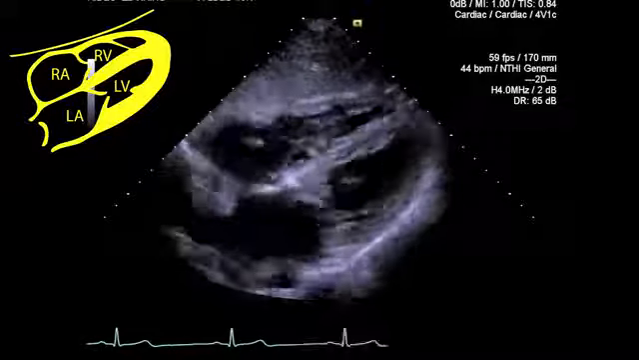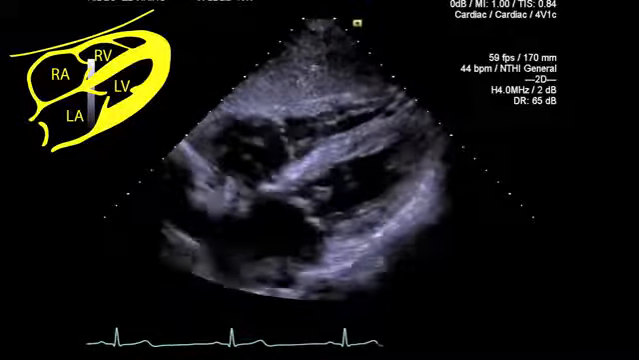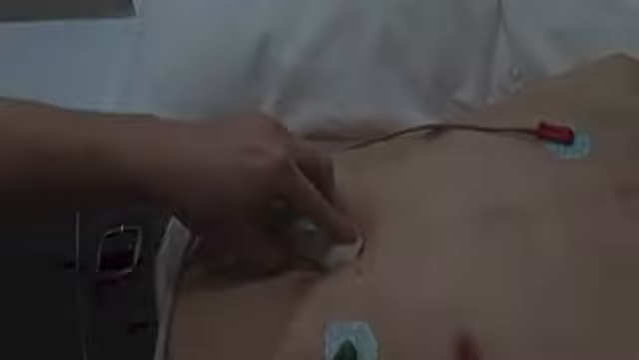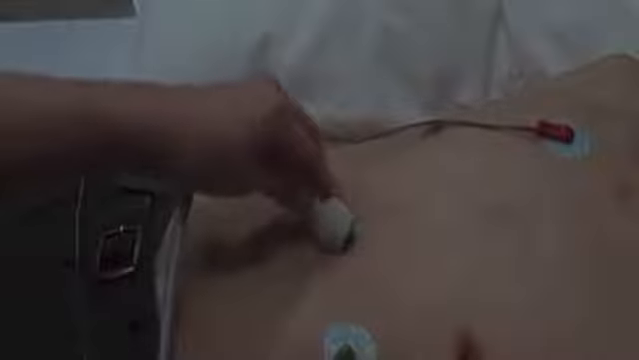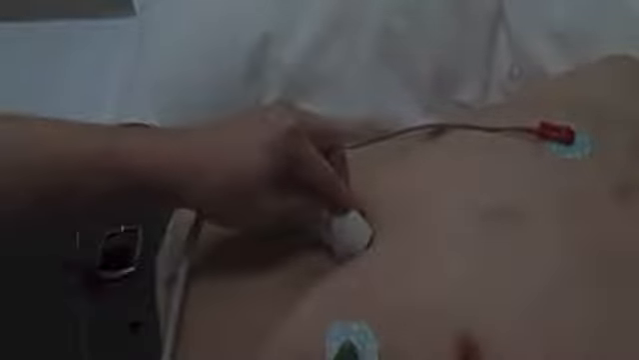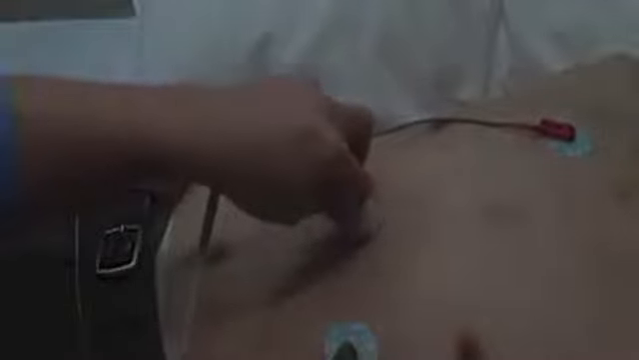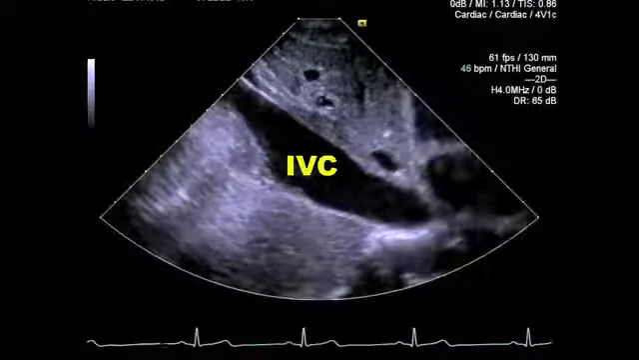From the subcostal 4-chamber view, rotate your probe anti-clockwise through 90 degrees with the probe marker now pointing to about 12 o'clock. By tilting the tail of the probe superiorly with the ultrasound beam directed through the abdomen to the IVC, you'll be able to visualize the IVC in a long axis draining in to the right atrium.